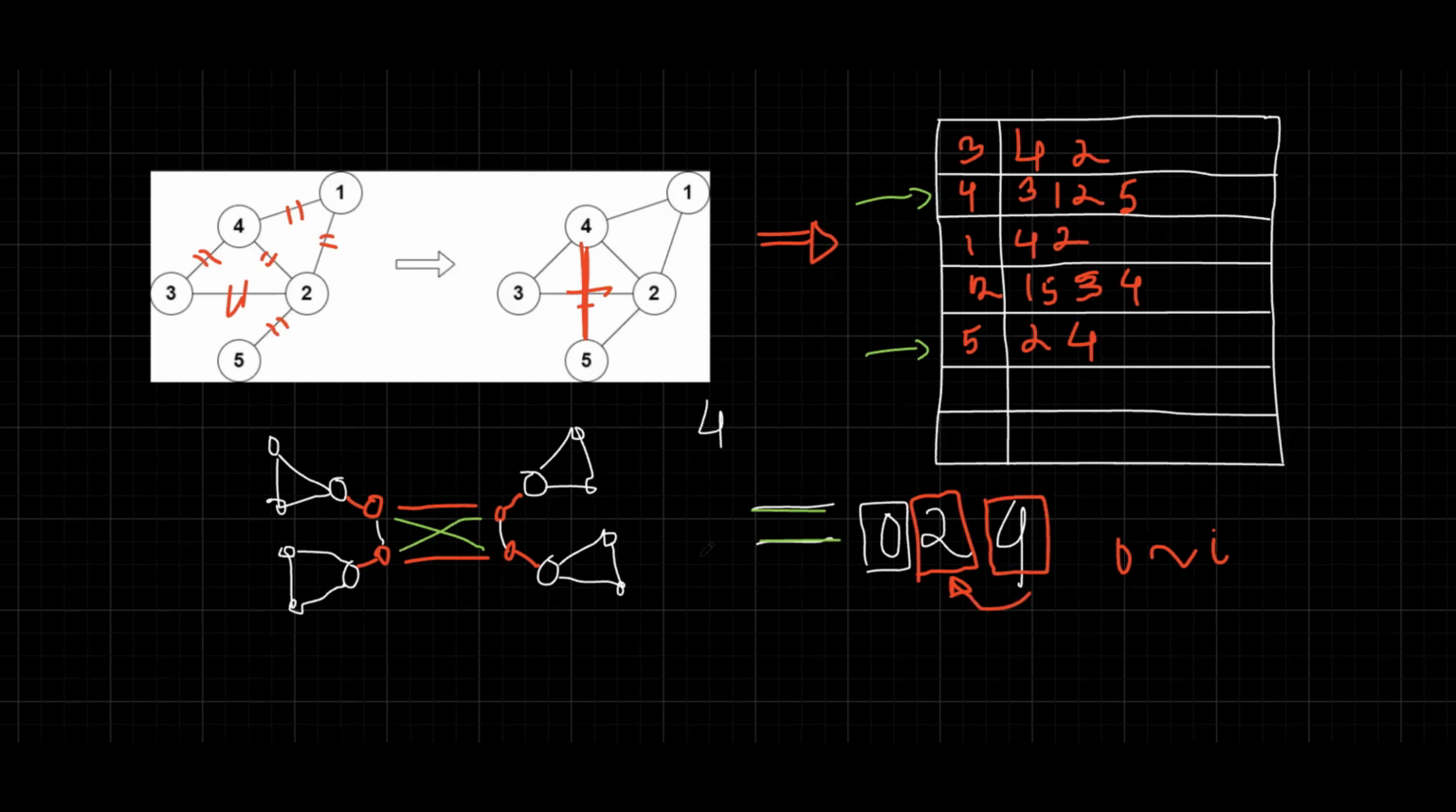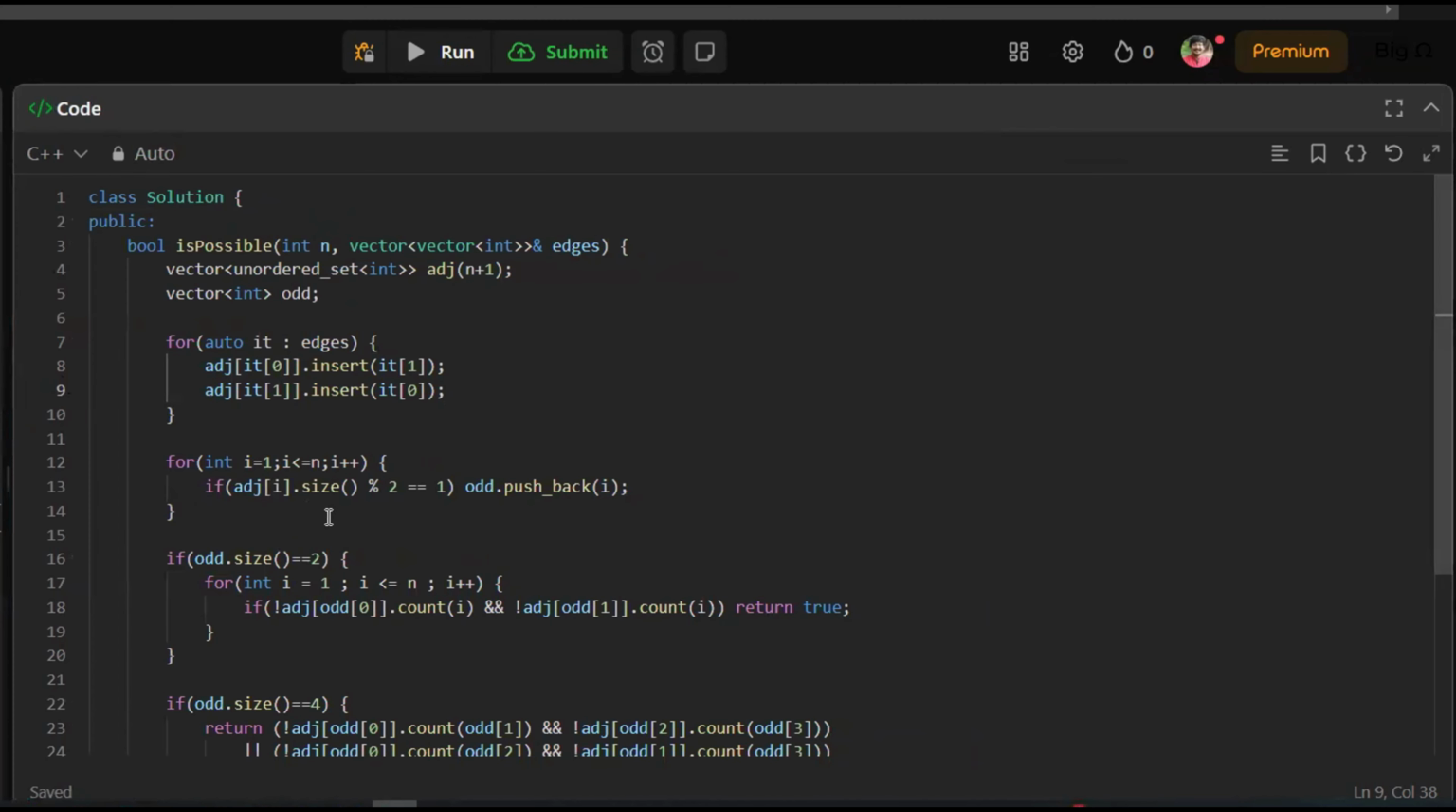I hope you understood the algorithm. Now let's move on to the code. In this problem, the code is pretty simple. At first, we are given a function named isPossible, which has integer n and a vector of edges. Now, we are declaring a vector of sets and a vector of integers named odd. Now, let's build the adjacency list here.